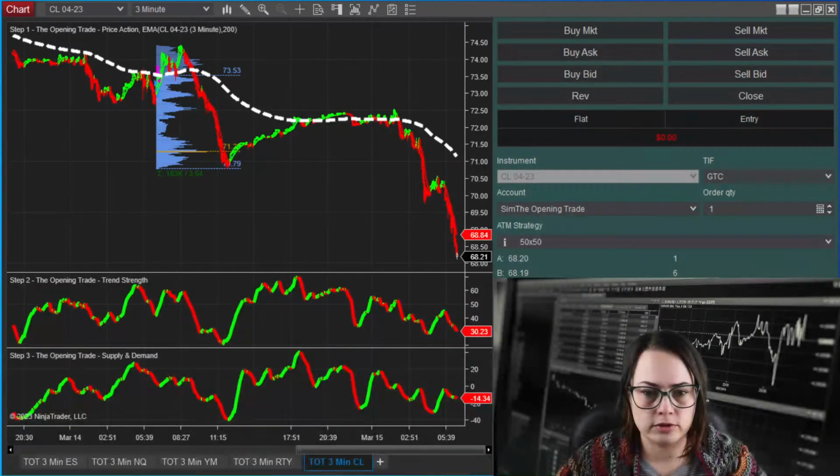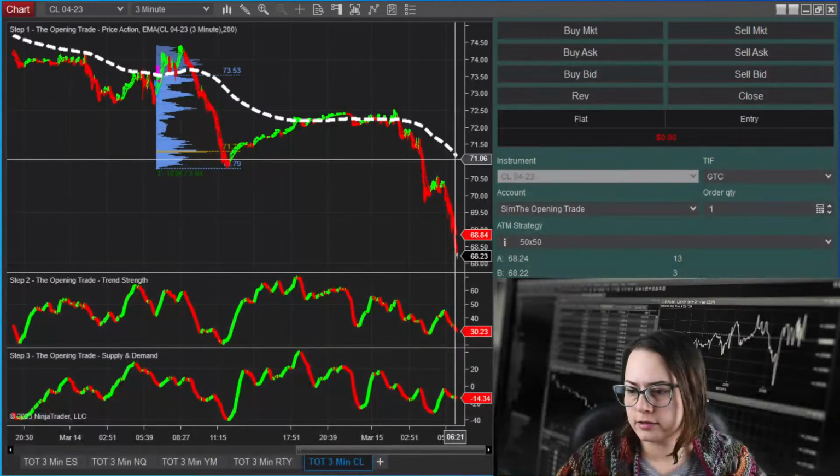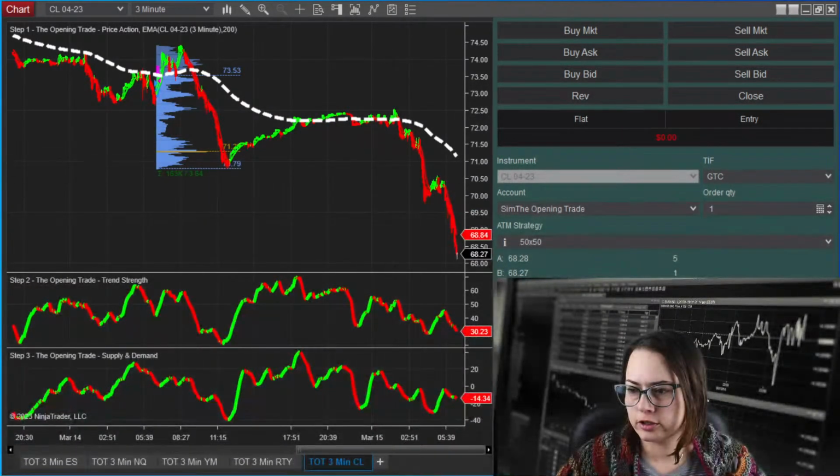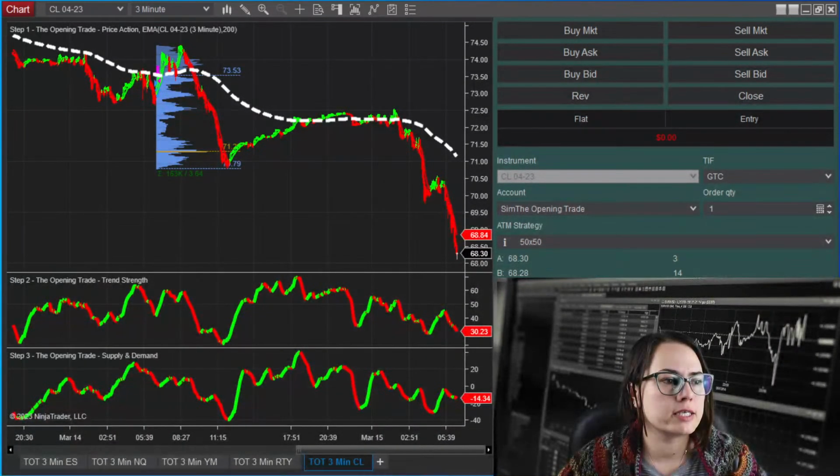I gotta take a look at that, because eventually the market's going to want to try to come back to that 200 period EMA. Okay, so we have less than a minute before we see the New York market open.